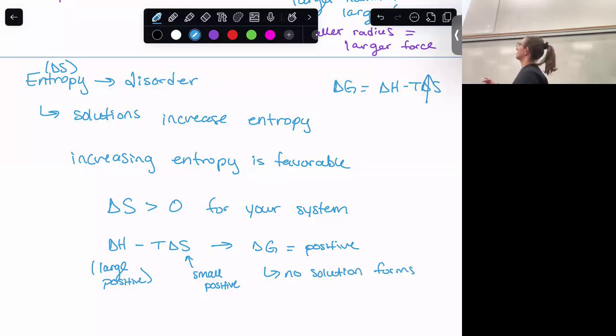So this is like oil and water, right? You're not going to have a homogeneous solution between oil and water because there's not enough entropy between the two in order to overcome the enthalpy that's required. And so that's why it doesn't mix. No solution formed. You just get oil on top, water on the bottom.